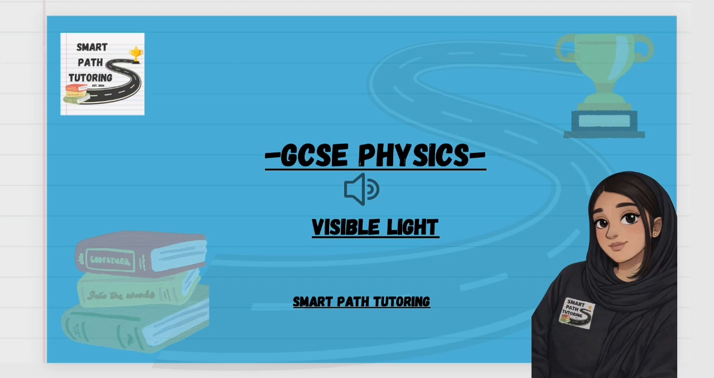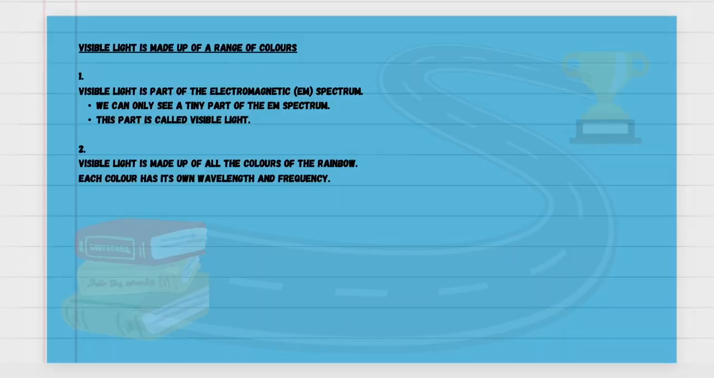This is about visible light. Visible light is made up of a range of colors. Visible light is part of the electromagnetic spectrum. We can only see a tiny part of the EM spectrum. This part is called visible light. Visible light is made up of all the colors of the rainbow. Each color has its own wavelength and frequency.